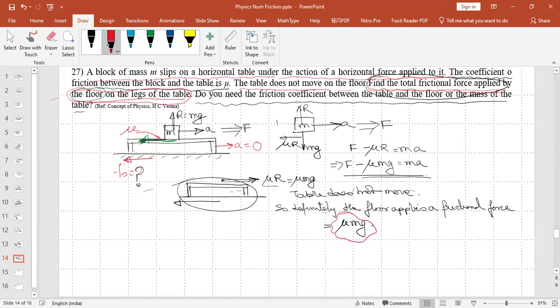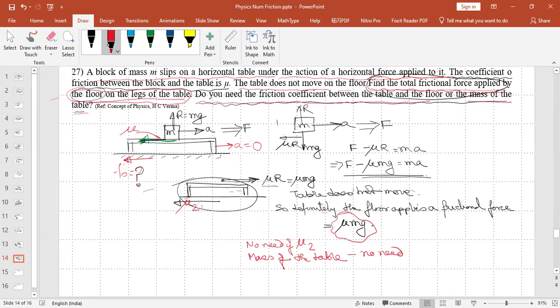Second question is, do you need the friction coefficient between the table and the floor? That means if there is a mu2 here, do you need it? Answer is no, no need of mu2. Or do you need the mass of the table? Also no need. Answer is no. And the friction force applied is mu mg.